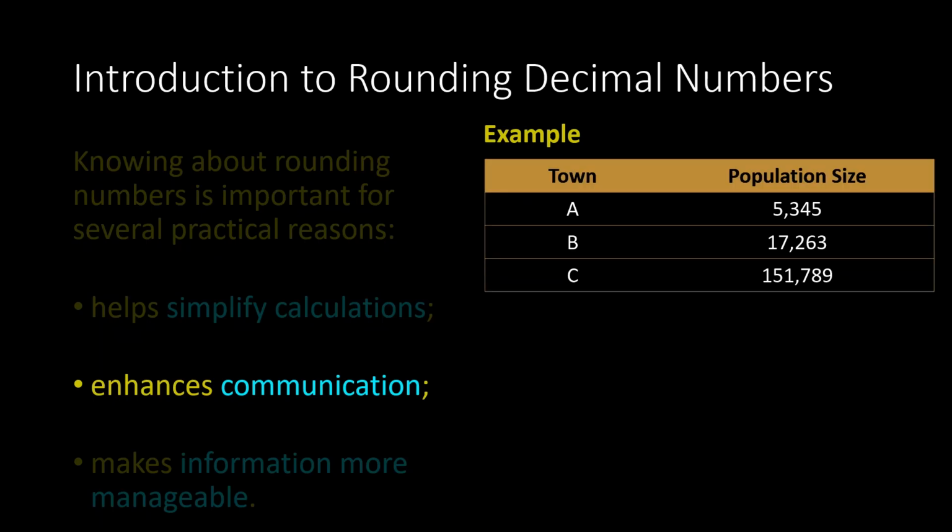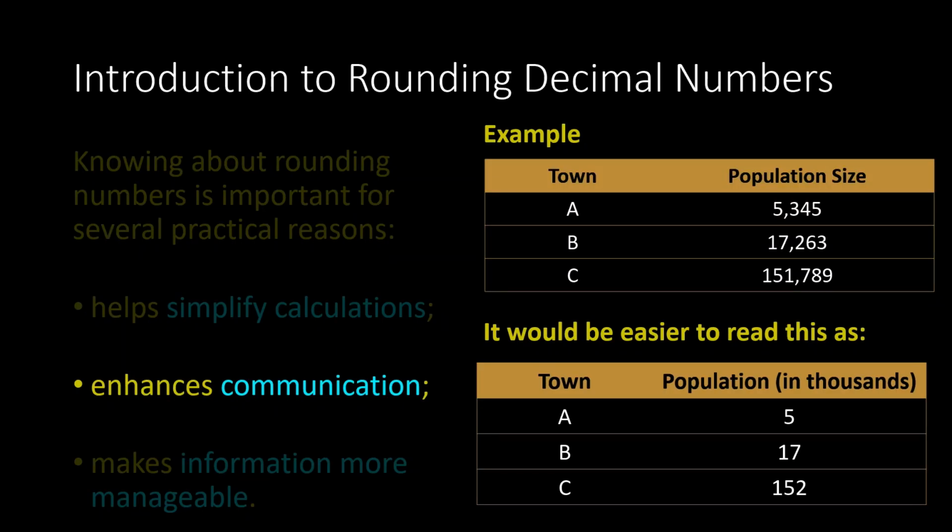So for example, if we have the population size of 3 towns, as shown here, town A has a population size of 5,345, and town B has a population size of 17,263, and town C has a population size of 151,789. Now, this is all, as you can hear, very wordy. It's probably going to be much easier if we read this as shown.